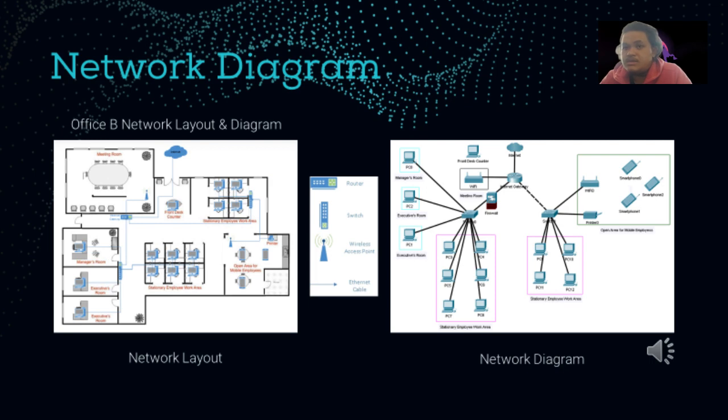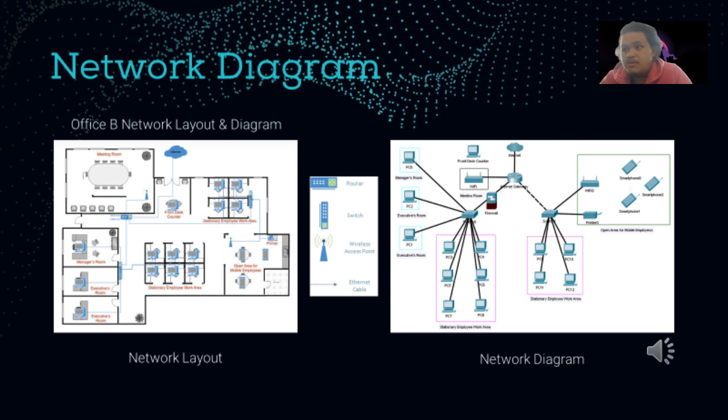Next slide is the Office B network layout diagram. For this office, we have 1 router, 2 switches, 2 wireless access points, and Ethernet cable. For this office, we put the internet gateway near the front desk counter, which is near the exit. For this office, it still holds the same concept as Office A.